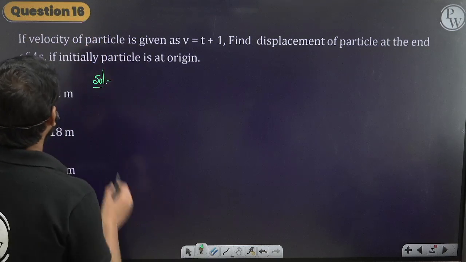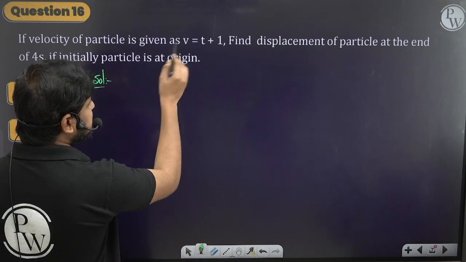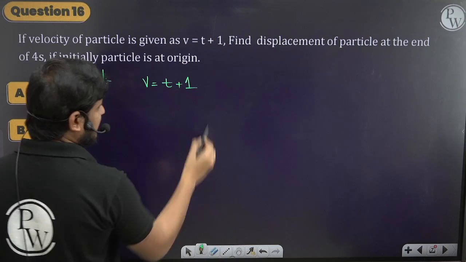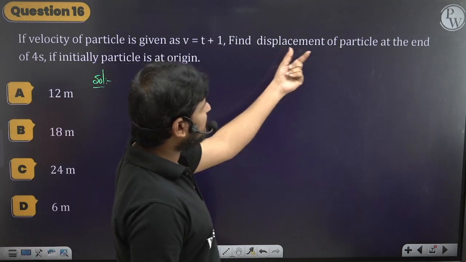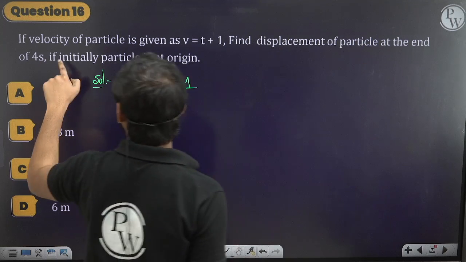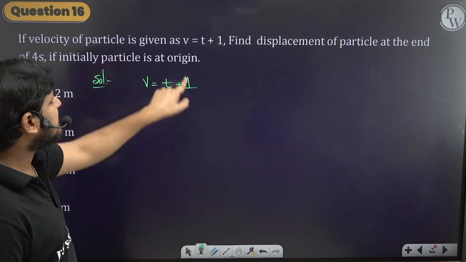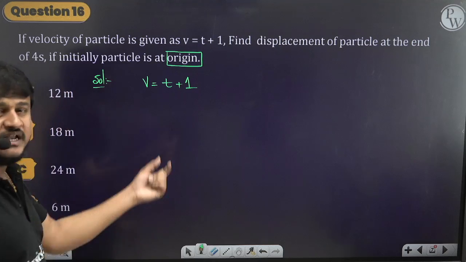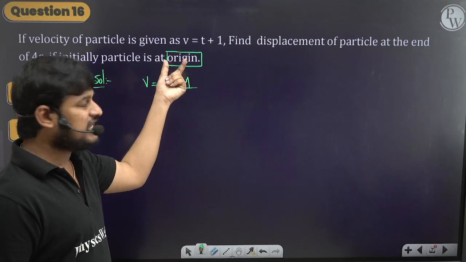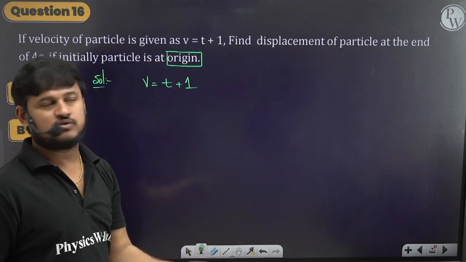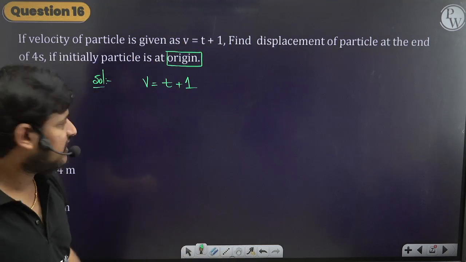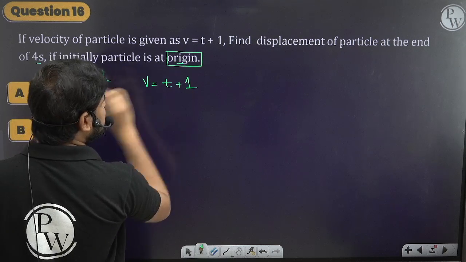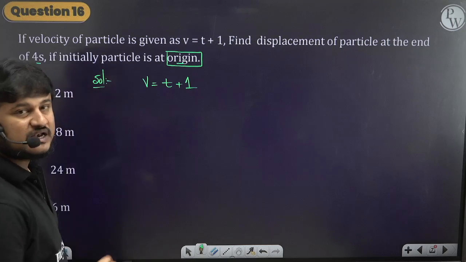If the velocity of the particle is given as v = t + 1, find the displacement of the particle at the end of 4 seconds if initially the particle is at the origin. Initially at the origin means at time t = 0 the body's displacement is 0. So what are the limits? Initially origin, so the limits are 0 to 4.